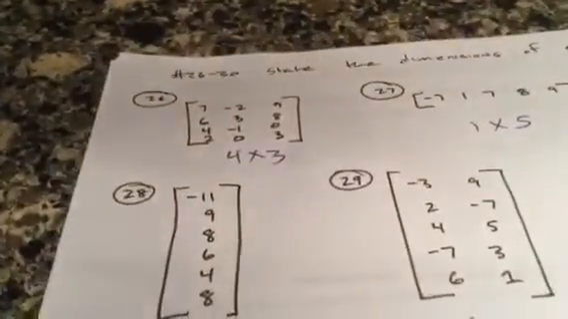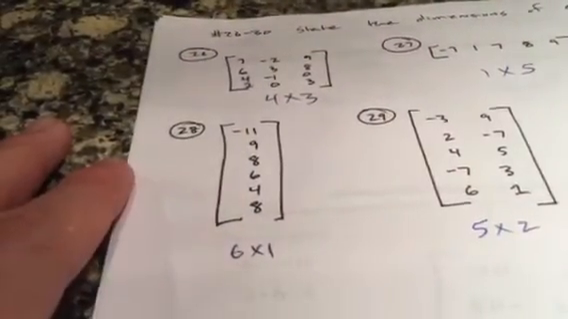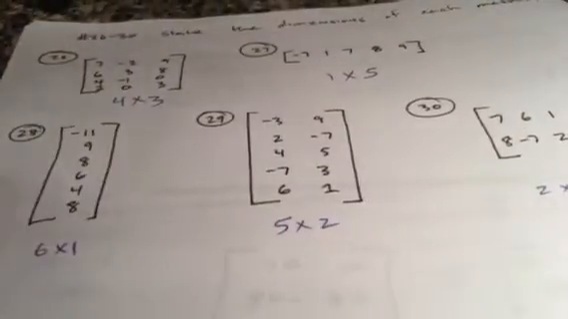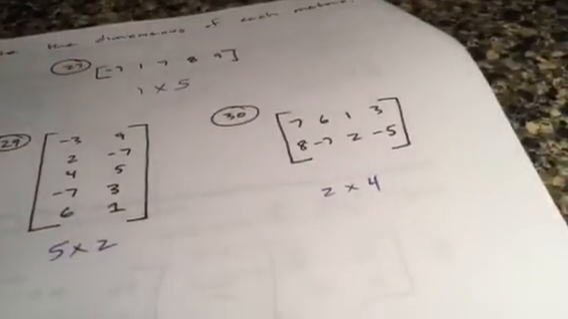Here's page 9. Simply state the dimensions. 26 is a 4 by 3. 27 is a 1 by 5. It's row by column. Remember, row by column. 6 rows, 1 column. 6 by 1, 5 by 2, 2 by 4.